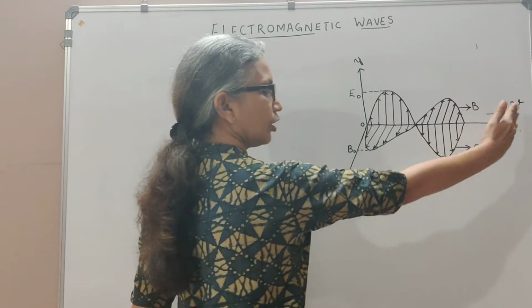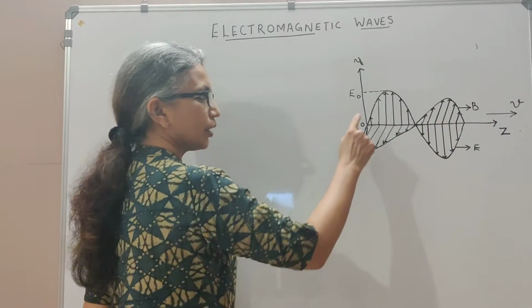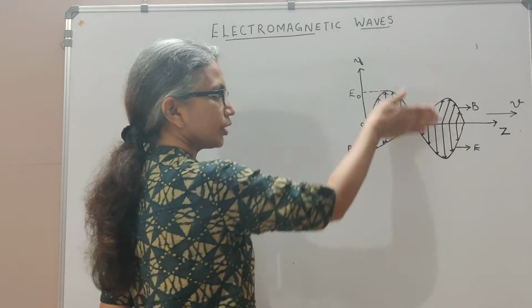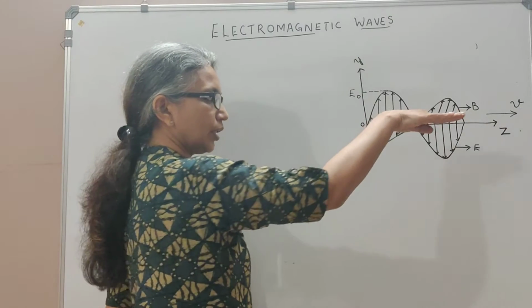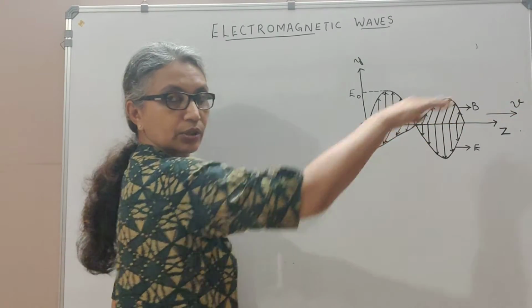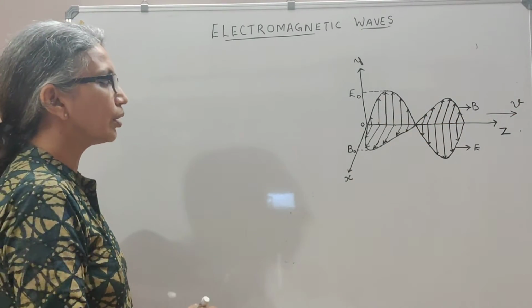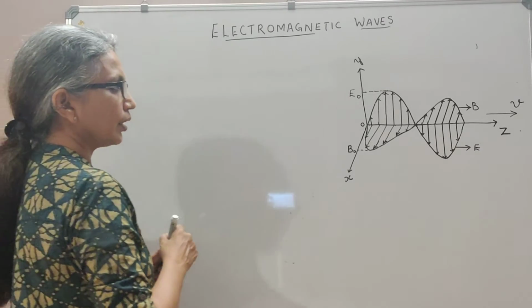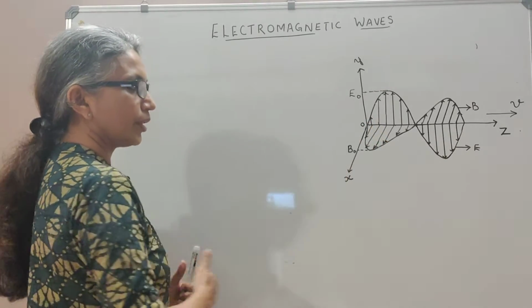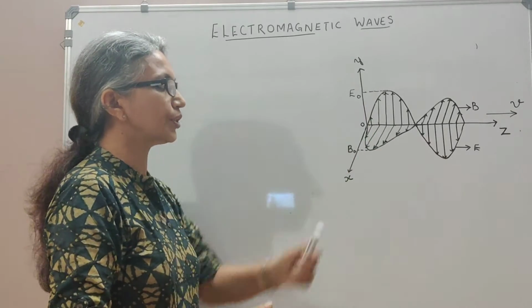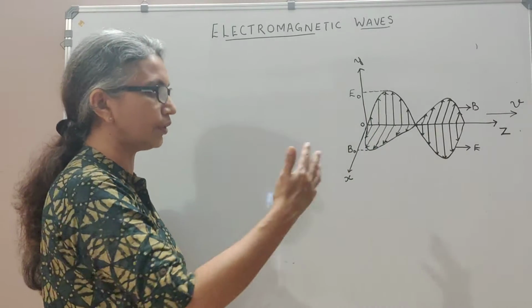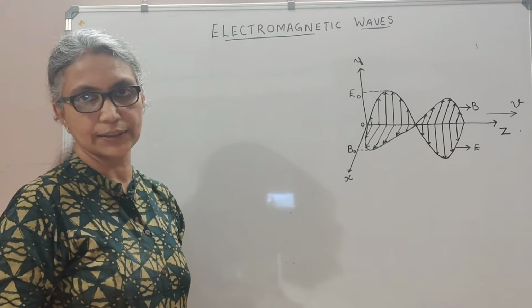This wave is traveling along the positive z-axis. We have the electric field oscillating in the yz plane. We have the magnetic field oscillating in the xz plane like this, perpendicular to each other. So this is the diagram that you might be asked to draw: an oscillating electric and magnetic field, which is the electromagnetic wave traveling along the positive z-axis.